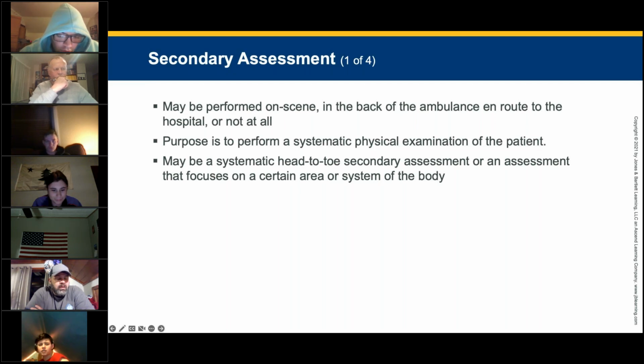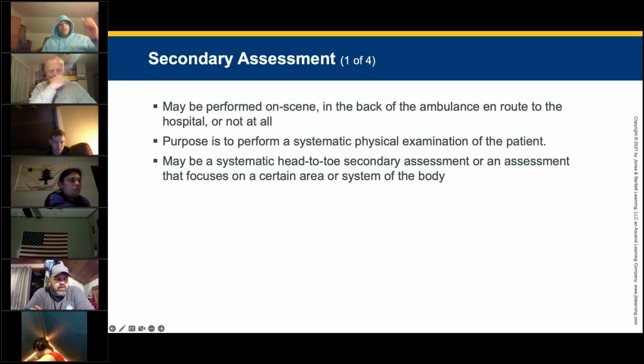All right, let's move into secondary assessment. So if the patient is in a stable condition and has an isolated complaint, you may choose to perform your secondary assessment at the scene. If the secondary assessment is not performed at the scene, it should be performed in the ambulance en route to the hospital. However, there will be situations where you may not have time to perform the secondary assessment. You may have to continue to manage life threats identified during the primary assessment while you're en route to the hospital.